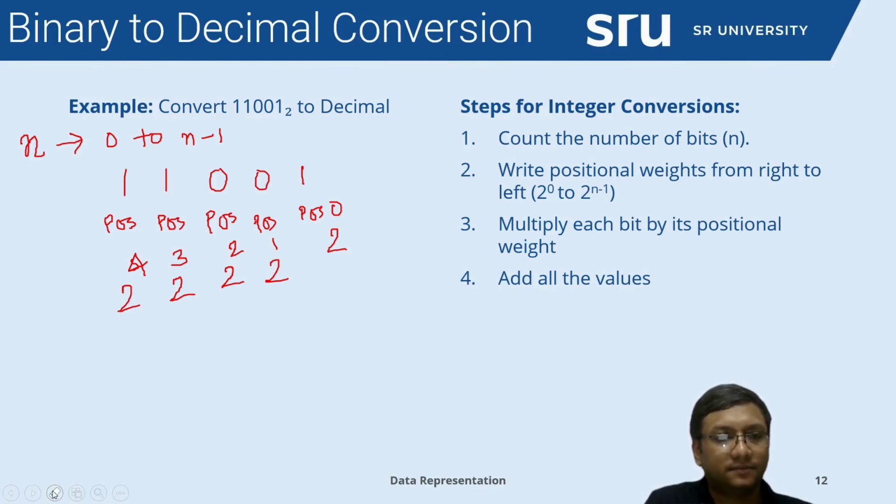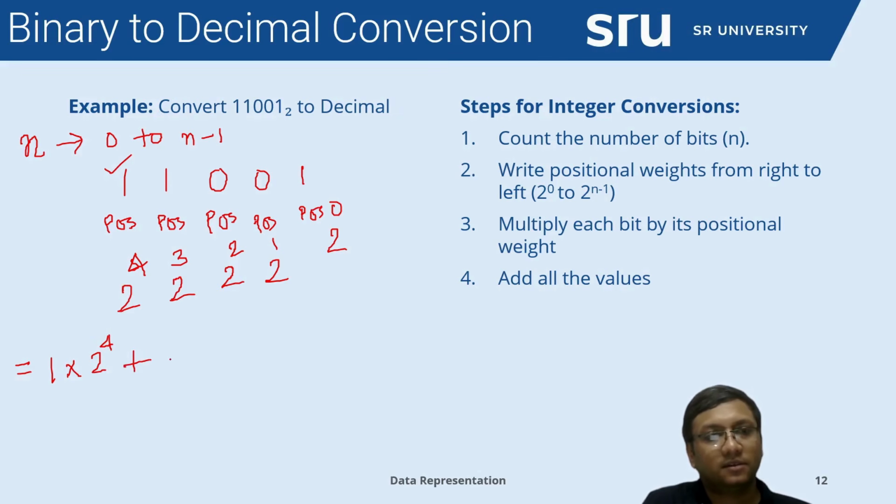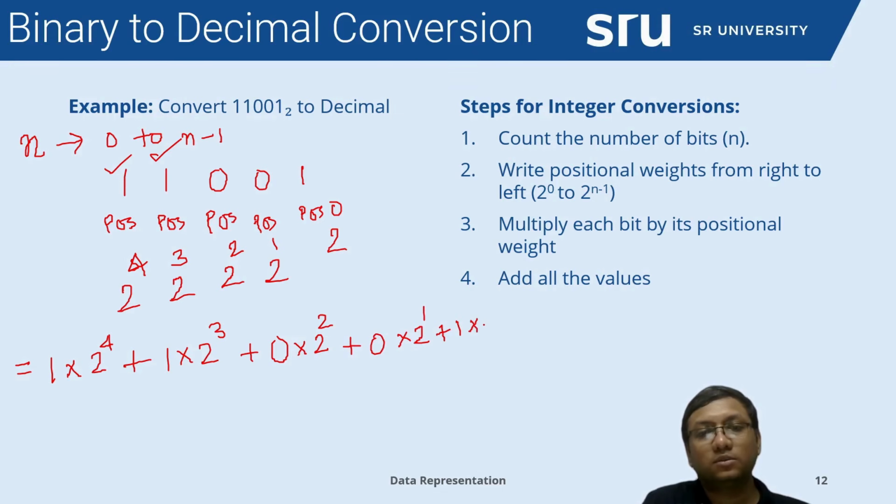So what can we write? We can write 1 into 2 to the power 4. So we have multiplied this digit with the corresponding weight. Then 1 into 2 to the power 3. Then the next digit is 0, so actually this is 0 into 2 to the power 2. I am writing it for your convenience; ultimately it will be 0. Then 0 into 2 to the power 1, and finally 1 into 2 to the power 0. So we can expand in that way.